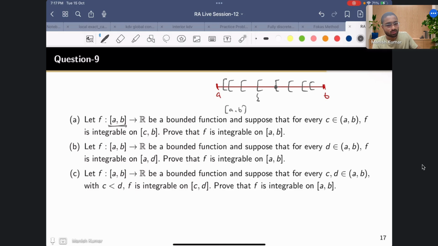Okay, it is given that for any C, f is integrable on [C, B], but C has to be from the open interval (A, B). Then you have to prove that f is integrable on [A, B]. This is the first part.